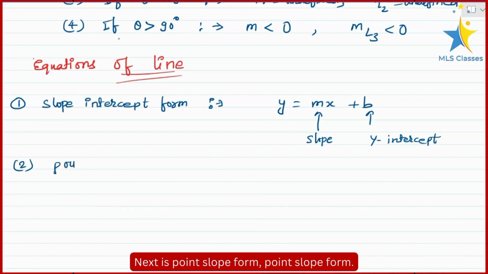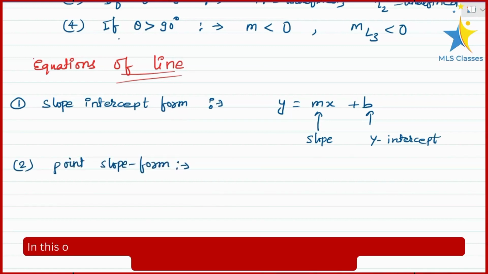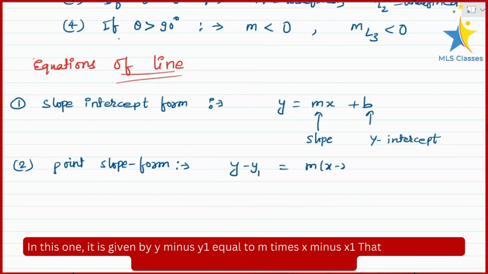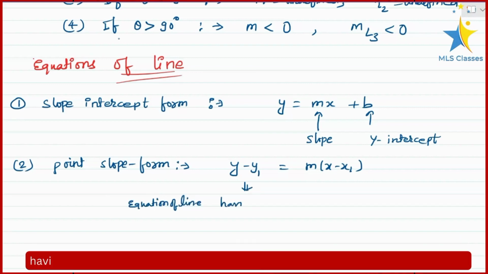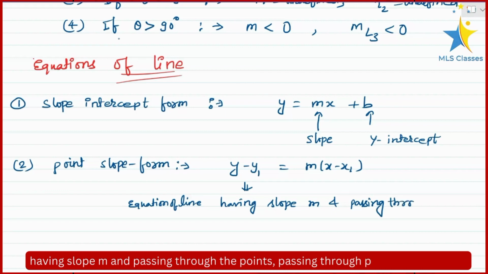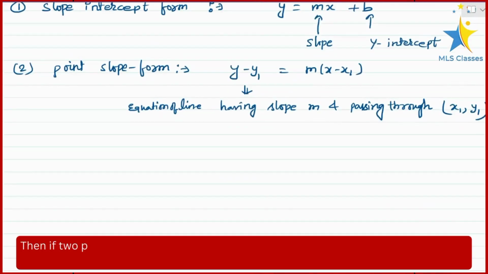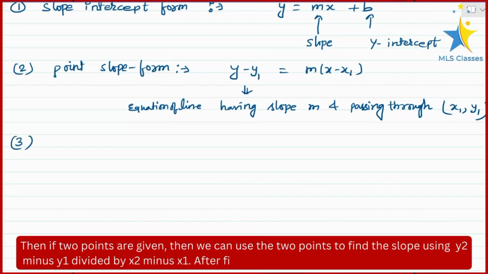Next is the point slope form. It is given by y minus y1 equal to m times (x minus x1). That means this is the equation of a line having slope m and passing through the point x1, y1. If 2 points are given, we can use them to find the slope using (y2 minus y1) divided by (x2 minus x1). After finding the slope, we can use the point slope form.